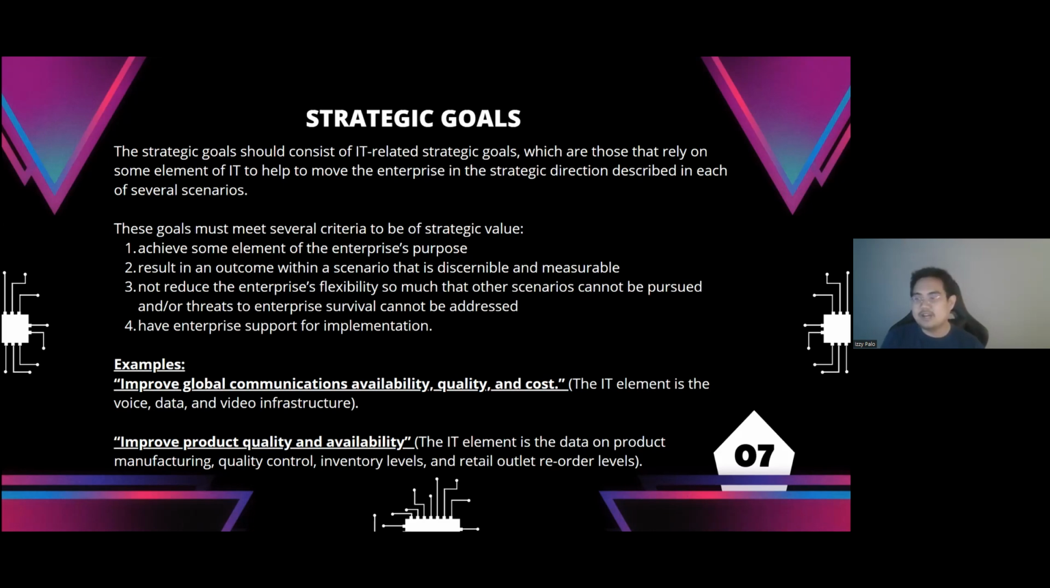Another is to improve product quality and availability. If you have these strategic goals and relate them to an IT element, it might be related to product manufacturing, quality control, inventory levels, and retail outlet reorder levels.